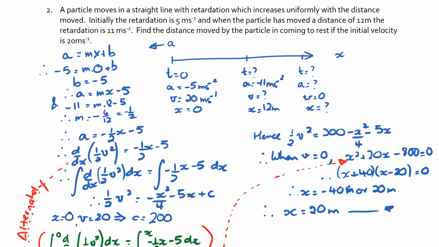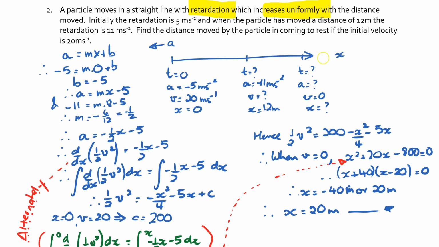Now in our next example, the particle again moves in a straight line with a retardation. So we have to know the significance of this in, I guess, physics terms. So it's retarded is the same as that it has a deceleration. So it has a negative acceleration, which means an acceleration acting in the direction opposite to the velocity. And this negative acceleration increases uniformly, so that would be in magnitude, with the distance moved.